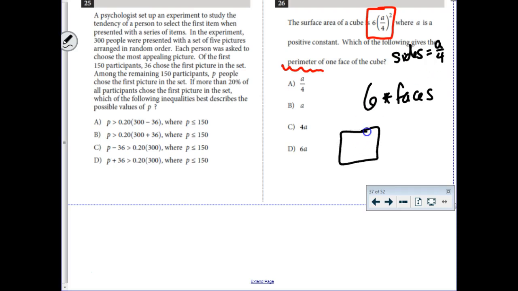If you want to draw yourself, that's supposed to be a square, by the way. A little square with a over 4 as all of its sides, well, the perimeter of that would be adding them all together, so it'd be a. Boom! So that wasn't really too bad of a question.